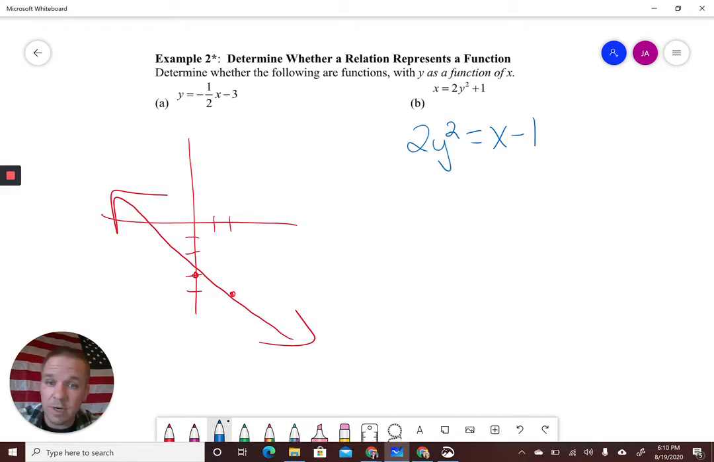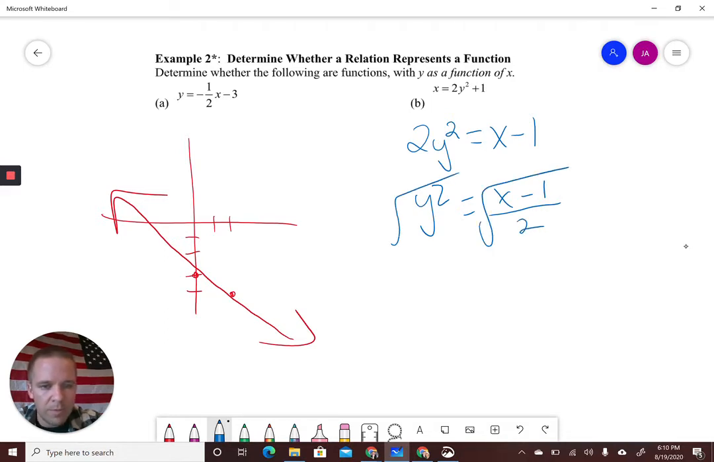Hopefully that wasn't too crazy for you guys here on day 1. I know. Crazy stuff. All right. Then we're going to divide by 2. So I'm going to have y squared equals x minus 1 over 2. And then I'm going to square root. So I'm going to have y equals, and don't forget this plus or minus when we square root both sides, the square root of x minus 1 over 2.